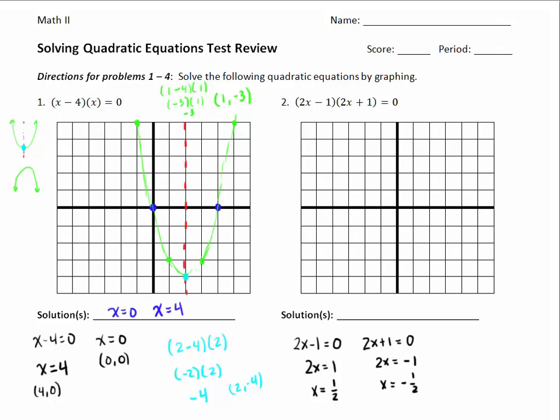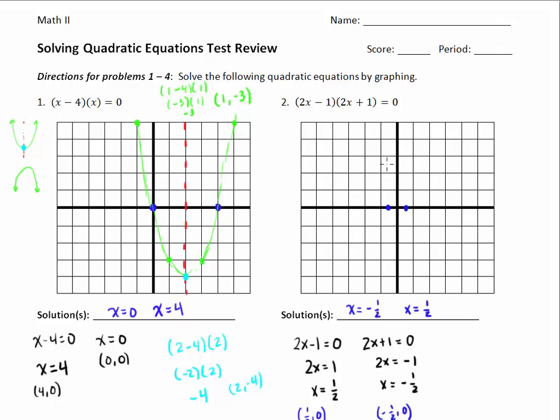So let's see. If I plug in 1/2, we get out 0. And if I plug in negative 1/2, we get out 0. So we got (1/2, 0), which is about right there. And we got (negative 1/2, 0), which is right there, giving us our solutions of x equals negative 1/2 and x equals positive 1/2. But let's just finish graphing this just for fun.